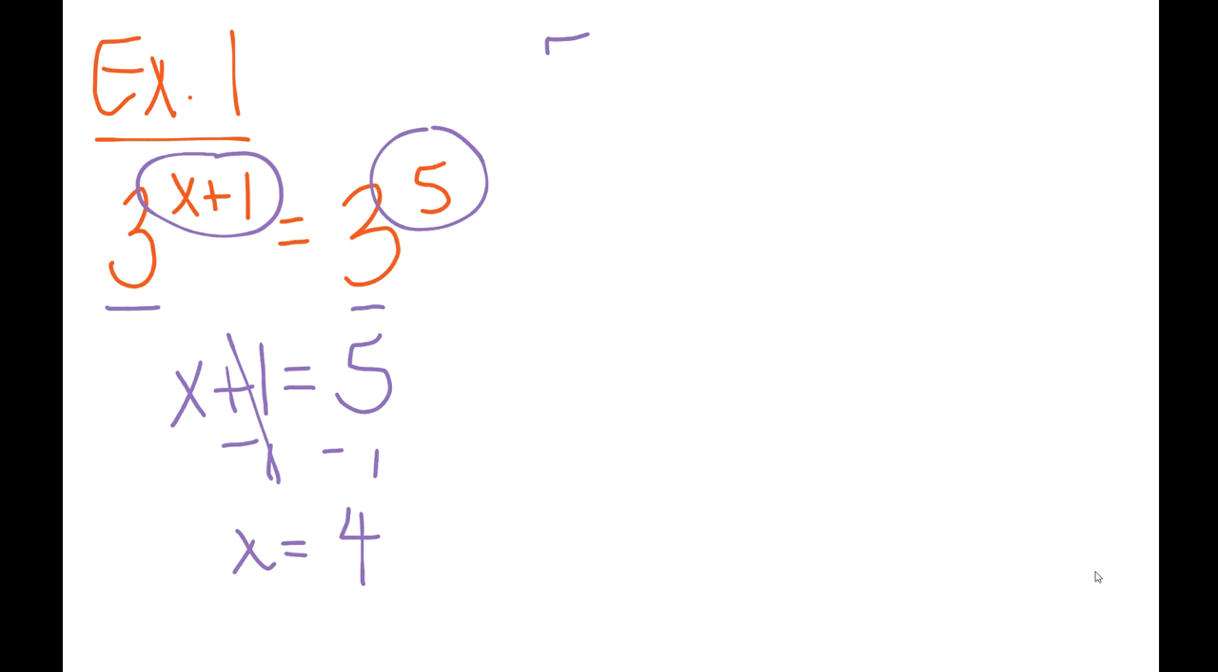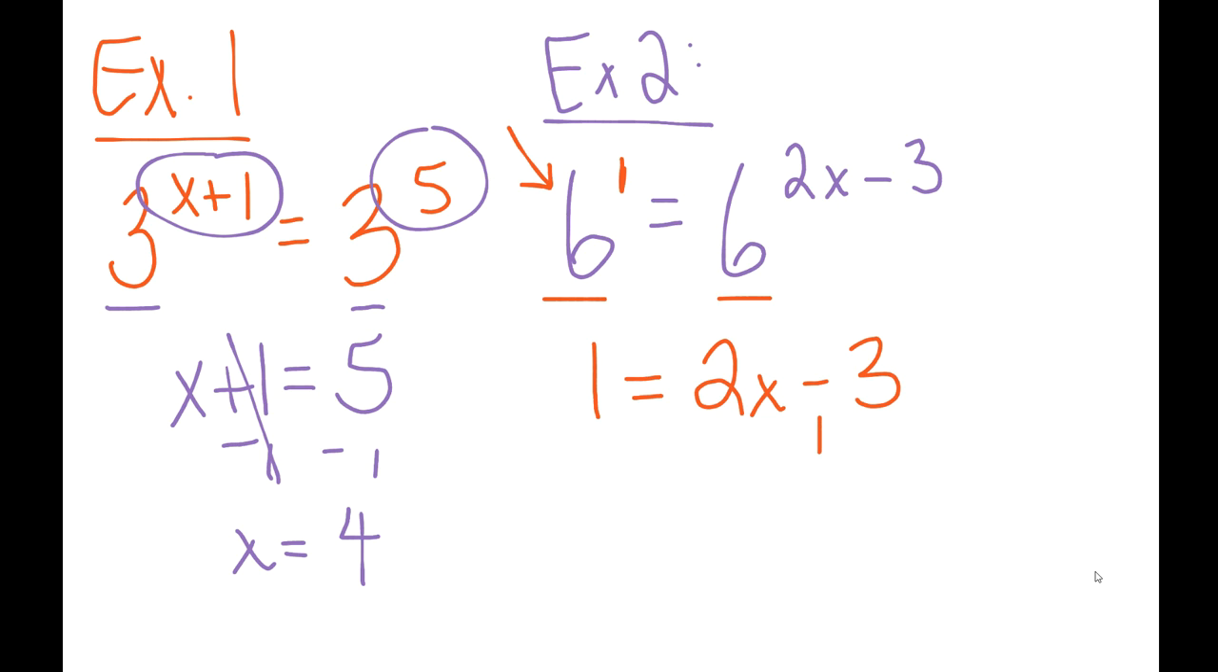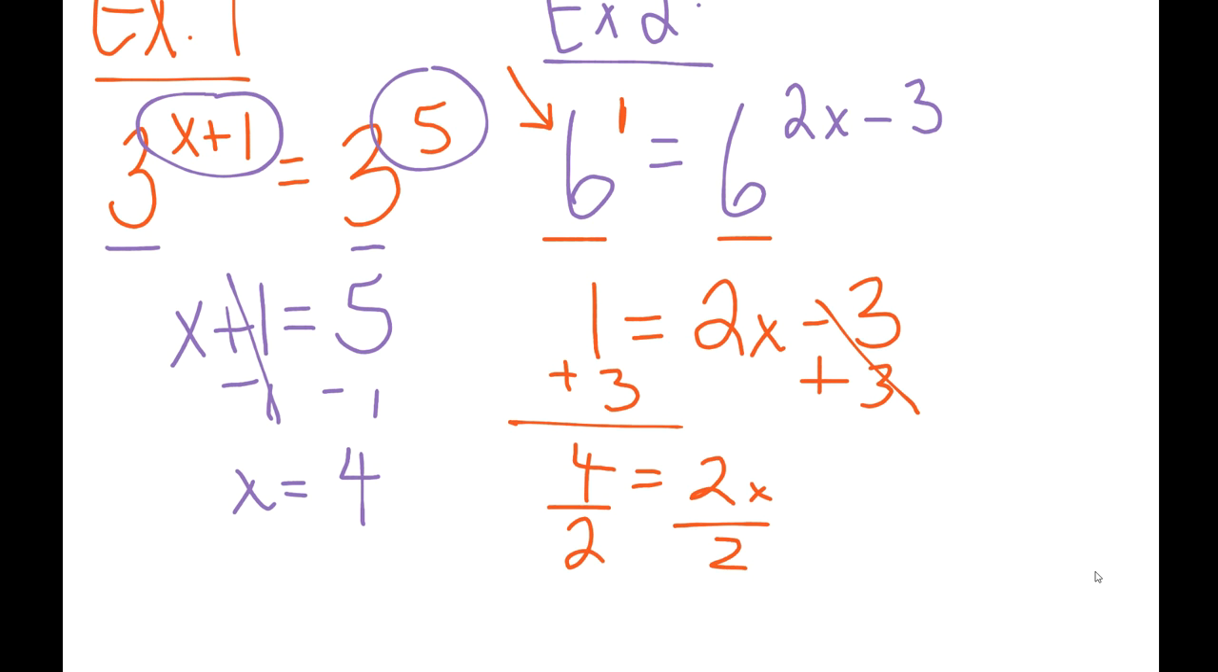The next example looks a little bit trickier, but it's actually not too difficult. 6 equals 6 raised to the 2x minus 3. Well, again, they have the same bases, but it appears over here that this one doesn't have an exponent. Give it 1. So you can see now 1 equals 2x minus 3. You're just pulling out the exponent. So plus 3, 4 equals 2x, divide by 2, x equals 2. So that variable right there has to be a 2.